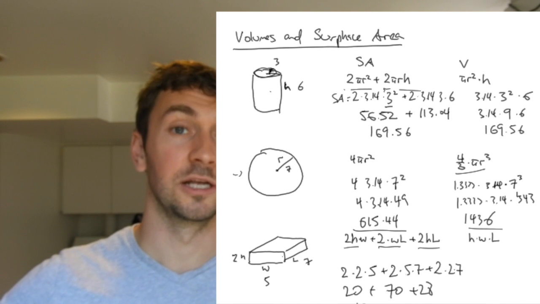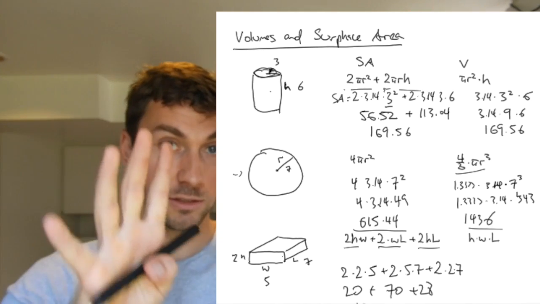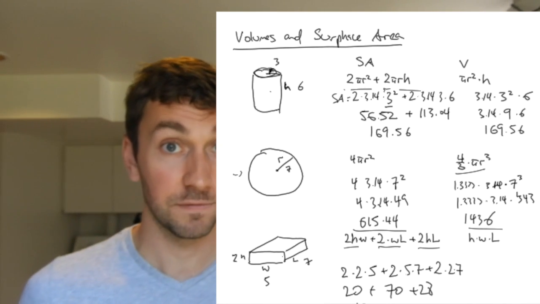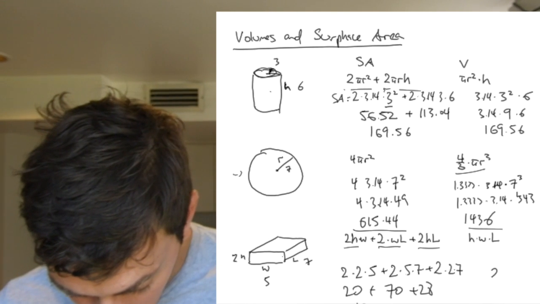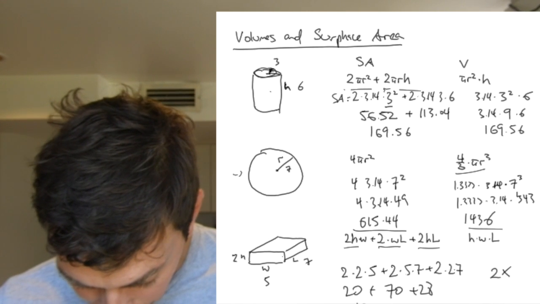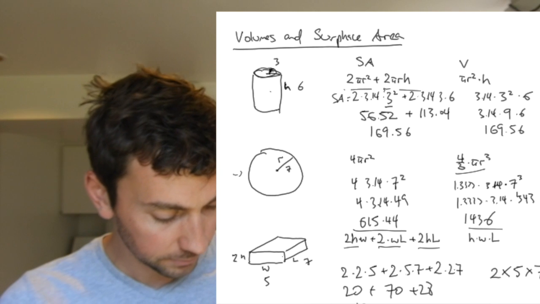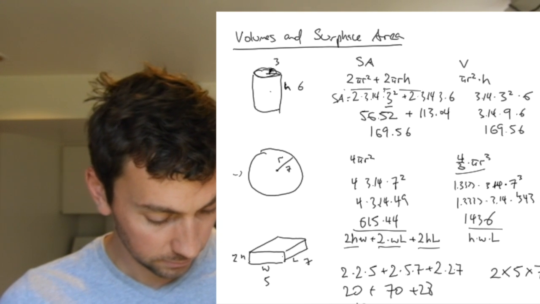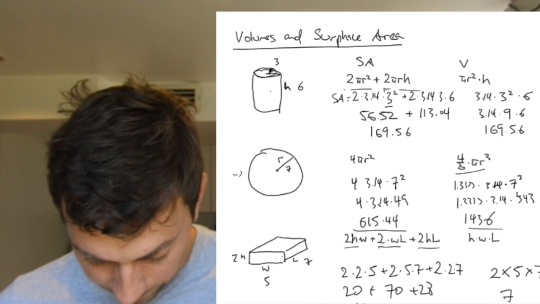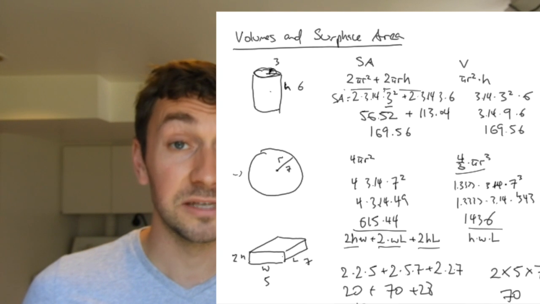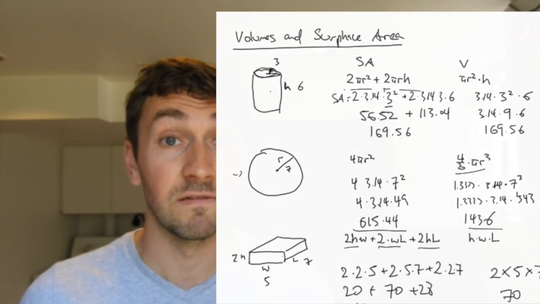The volume is much easier. With surface areas, we've got to add up all the pieces. With volumes, we just multiply all the stuff. The volume will just be 2 times 5 times 7, that is 70. Those are some examples of how to do the surface area and volume formulas. The key thing is to just write the equations down and then put all the numbers into the equations.